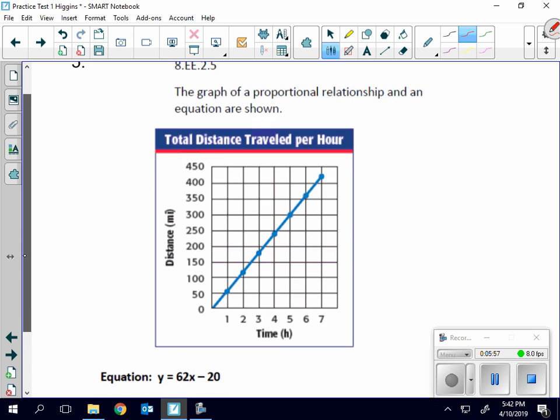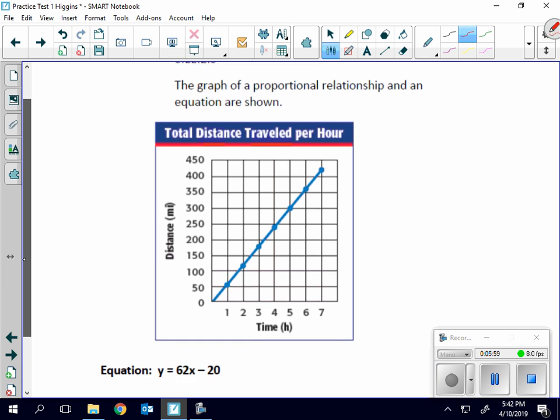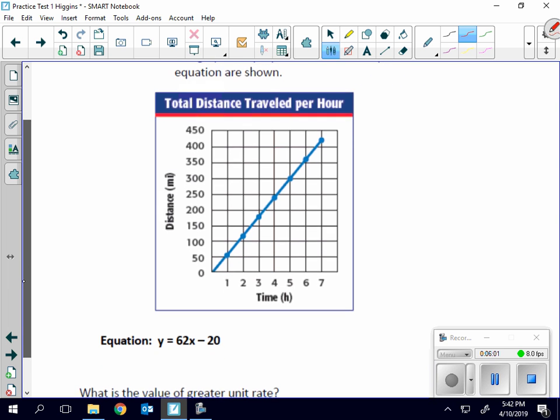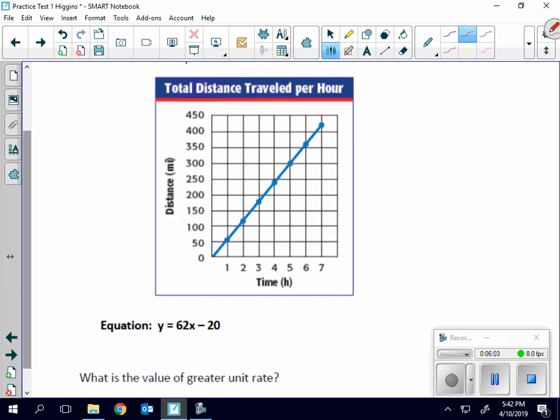Number 5. The graph of a proportional relationship and an equation are shown. So take a minute, jot those down. We want to know the value of the greater unit rate. You should know this word right here. Another word for rate is slope. We want to find the one that has the greater slope.